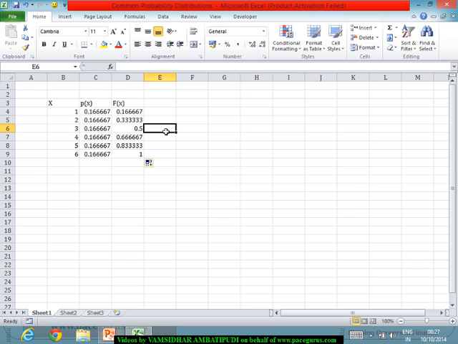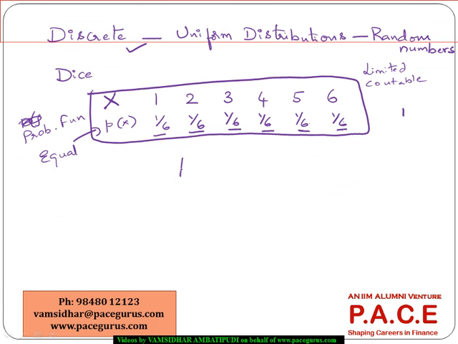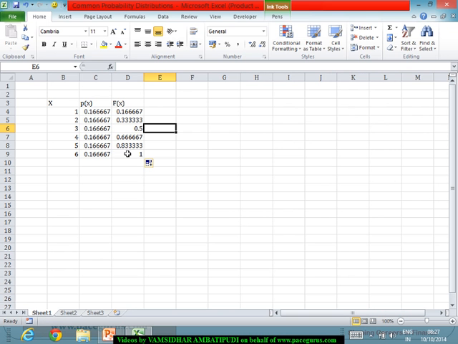So if at all I want probability of x less than or equal to 4, then I can directly look at the cumulative distribution here saying 0.667, and that is what I say, that the probability of x less than or equal to 4, which is nothing but probability of x equal to 1, x equal to 2, x equal to 3 and x equal to 4.